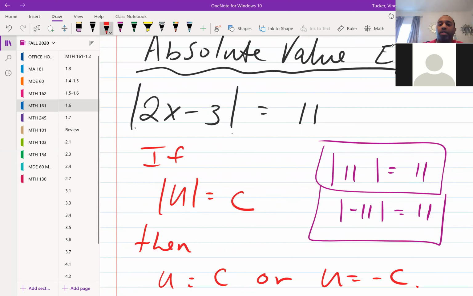All right, reason being is because of what's going on right here. We want to know when is 2x minus 3 equal to 11, when is 2x minus 3 equal to negative 11, because we have 11 in here, absolute value of 11 is 11. If we have a negative 11 in here, absolute value of negative 11 is still going to be 11. So that's why we have to take what's in your absolute value and set it equal to that value and then to its negative.